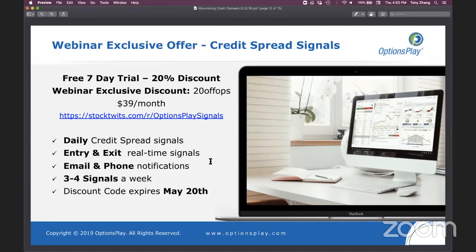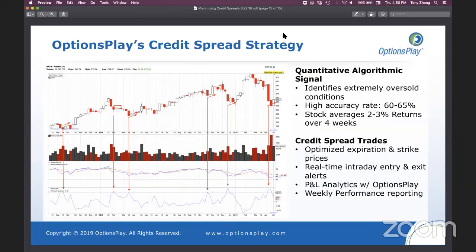So just to give you a sneak peek on this specific trading signal, what we are scanning for are quantitative algorithmic signals that identify extremely oversold conditions. We have a proprietary indicator here at the bottom that identifies when things are severely oversold. And what we're effectively looking for when the stock is severely oversold is a bounce in the stock, so that it either moves sideways or bounces higher.